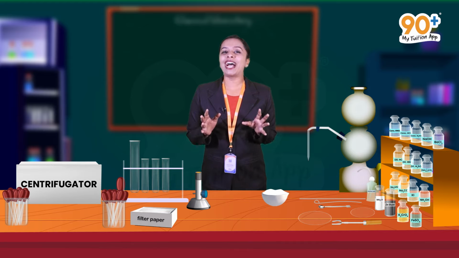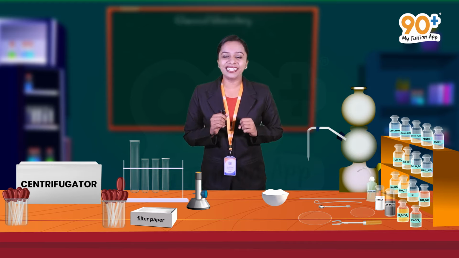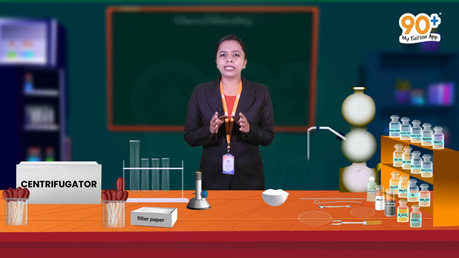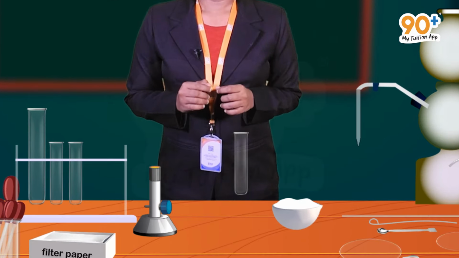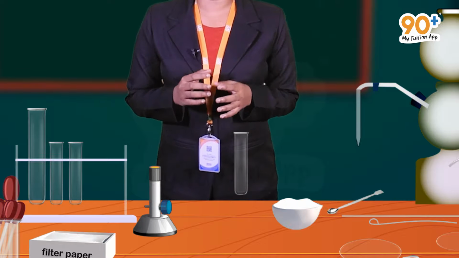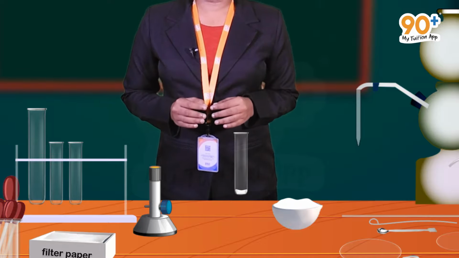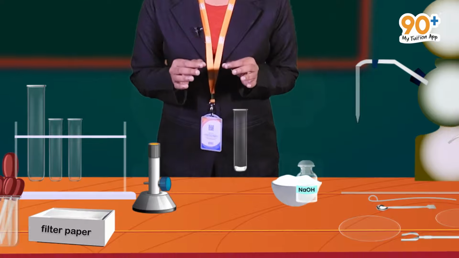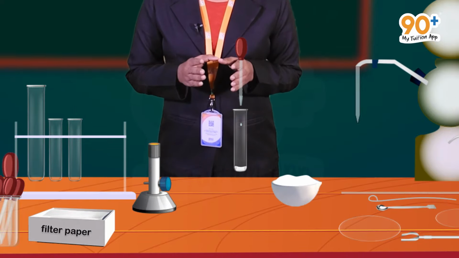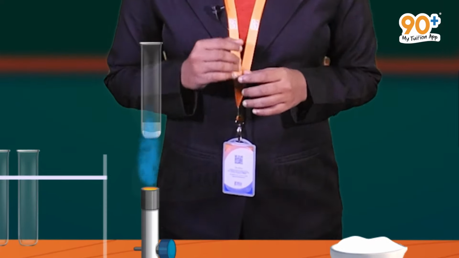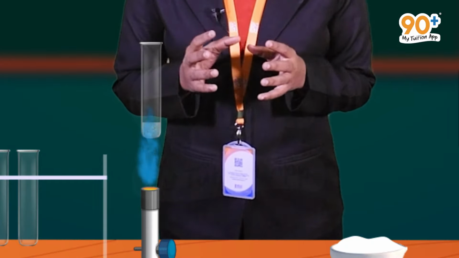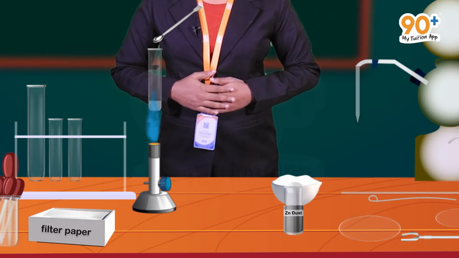So now you have understood what is the brown ring test. Let's move on to the second confirmatory test. For this, take a test tube. To this test tube, add a little amount of given salt. To this, add a few drops of sodium hydroxide solution. Then heat the solution. While heating, add a little zinc dust.